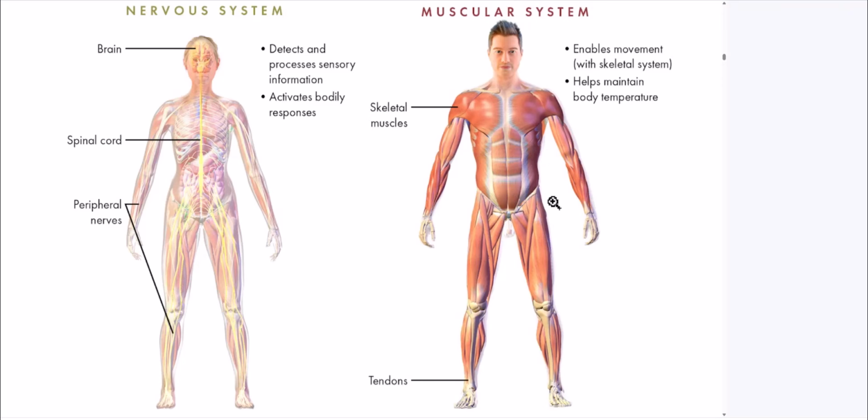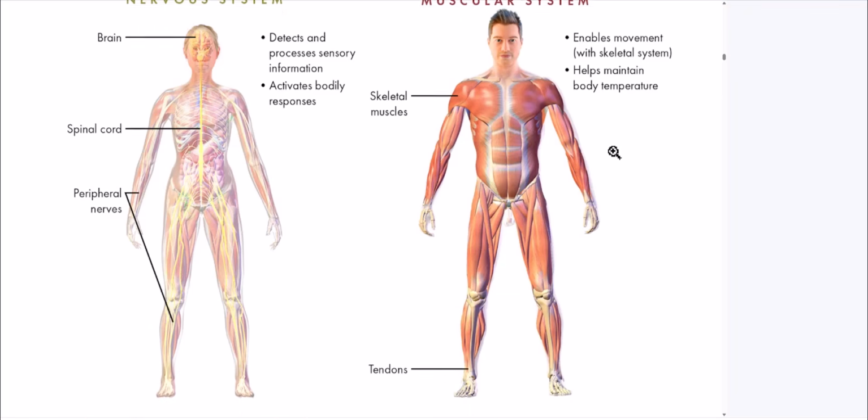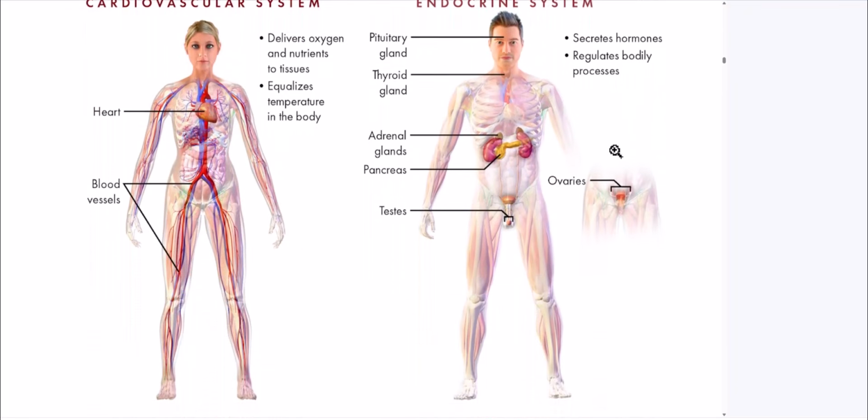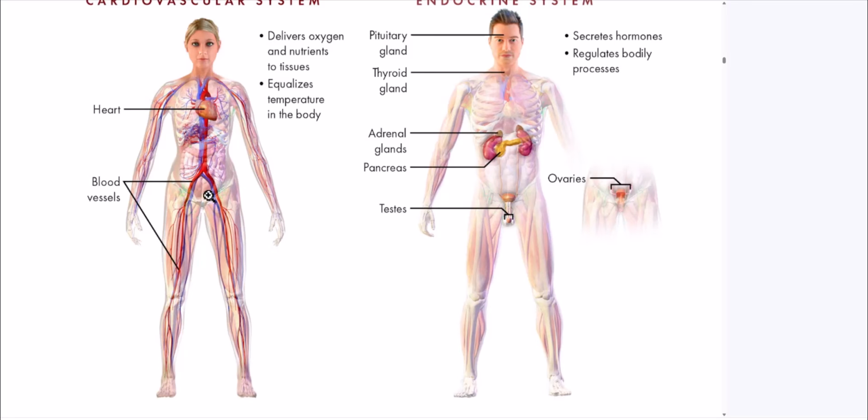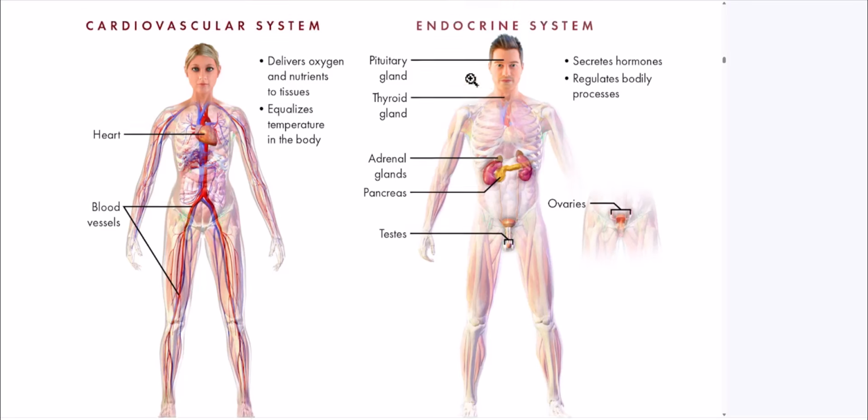Muscular system, all the muscles of your body. Muscles not only help you move, but also help you maintain your body temperature. Cardiovascular system, here you'll see red and blue. Red representing oxygenated blood, blue deoxygenated blood. This is going to include all the blood vessels in the heart. This movement of blood is also going to help stabilize your body temperature, delivering oxygen and nutrients to your tissues as well.